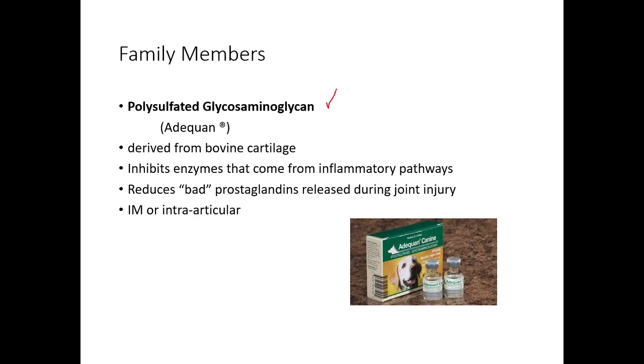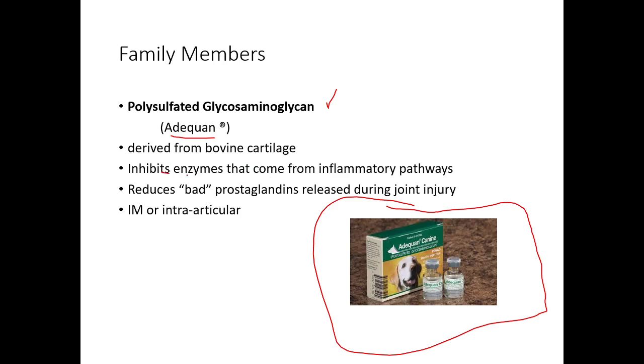This is PSGAG. We're going to talk about this as a miscellaneous drug as well. It does help with reducing prostaglandins following a joint injury. It also is a building block for cartilage, and it does inhibit enzymes for the inflammatory pathways, but we're often giving this as something that will help to rebuild the cartilage in the joint. It is given for canines as an IM injection.